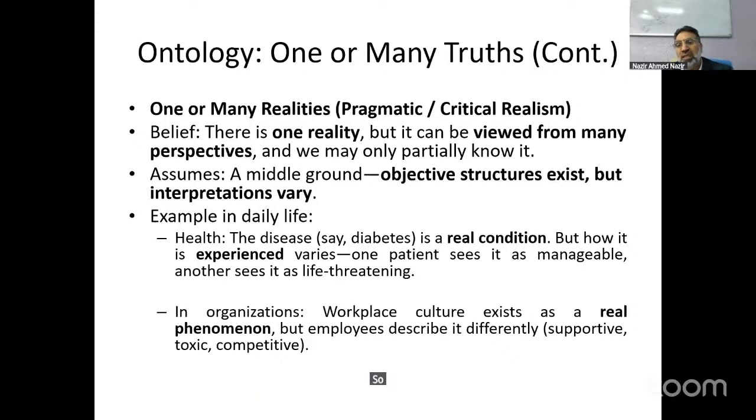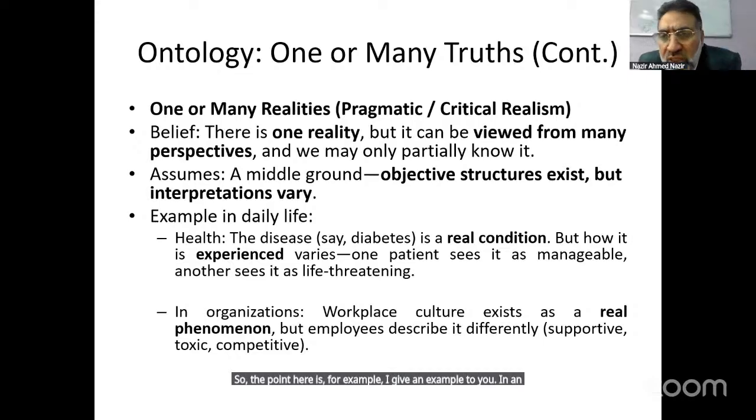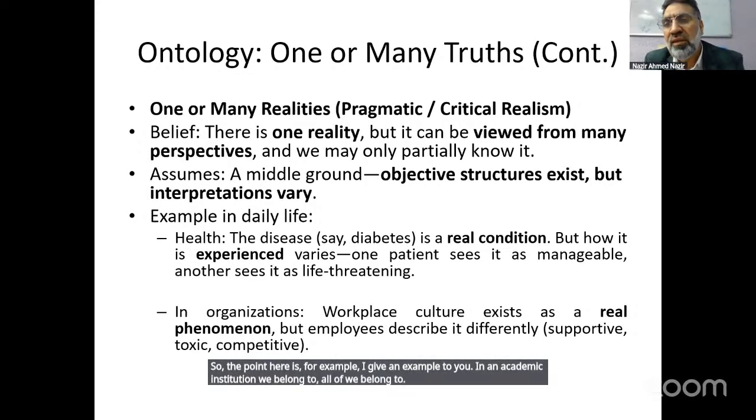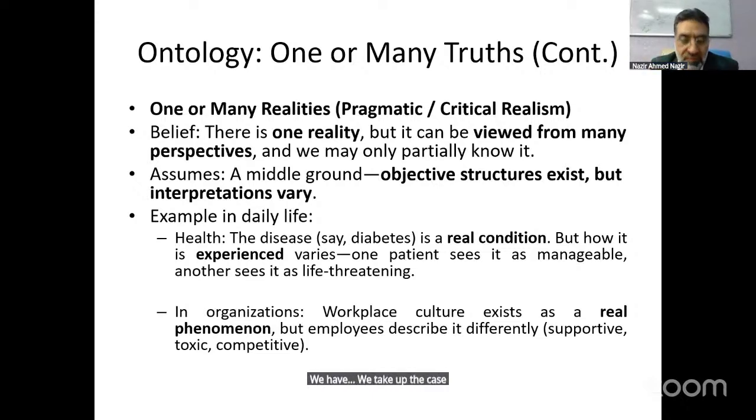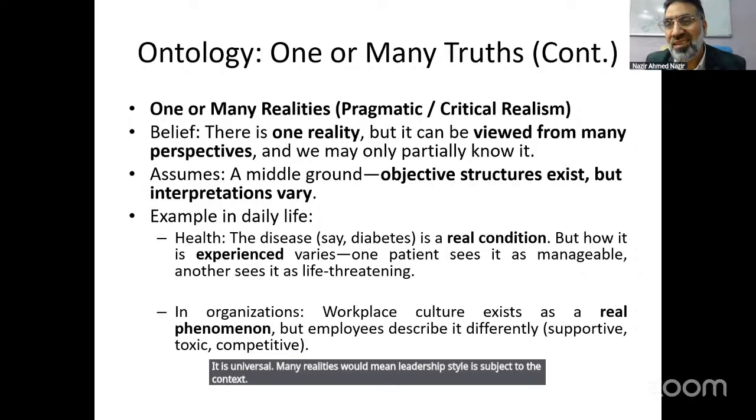So the point here is, let me give you an example. In an academic institution we all belong to, take the case of a leadership style. One reality would mean that a leadership style is universal, like a bureaucratic leadership style or a transformational leadership style, and it will fit all different kinds of education institutions. That means leadership is universal. Many realities would mean leadership style is subject to the context.